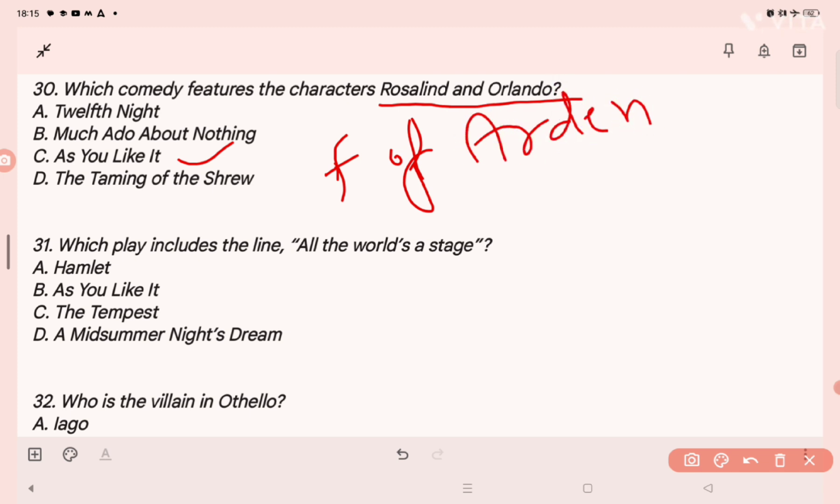Which play includes the line, all the world's a stage? Option B, As You Like It. Spoken by Jacques. Act 2, Scene 7.